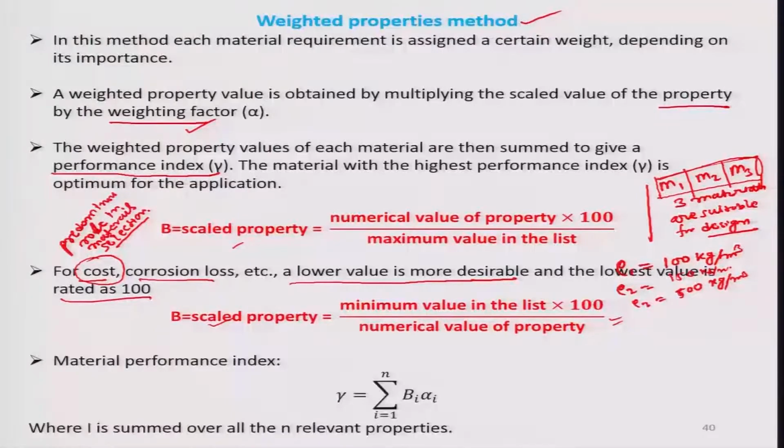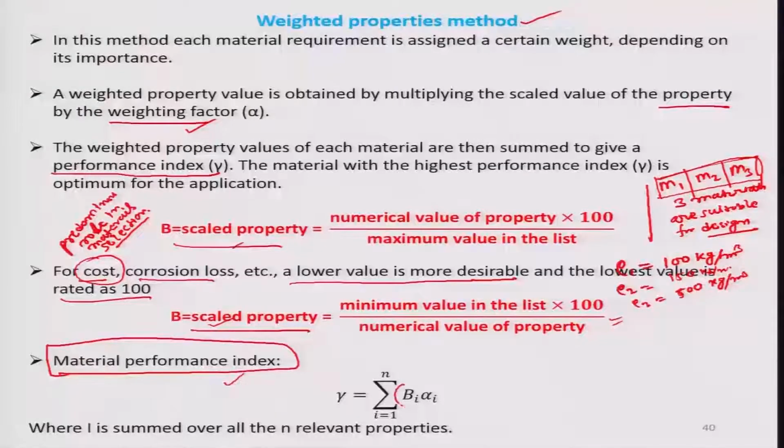Okay. Now, after calculating the scaled property, our goal is to calculate the material performance index. Okay. So, how will we calculate it? We calculated this one, the scaled property. Now, here as the name says, weighted properties method. Okay. So, you will have to assign a certain weightage to M1, M2 and M3.